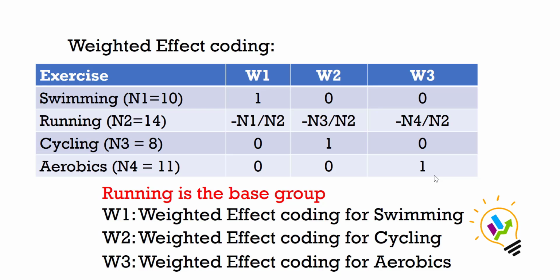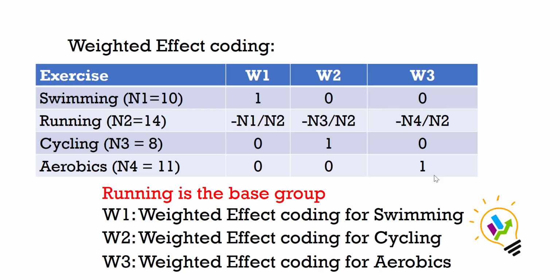For each coding we must take the particular variables. W1 is the weighted effect coding for swimming. W2 is the weighted effect code for cycling. W3 is the weighted effect code for aerobics. So when you say swimming, W1 is for swimming. How many respondents do we have in swimming? 10. So we must select 10 divided by 14 for W1. For W2 we must select cycling. Cycling is 8, 8 divided by again 14. And W3 is for aerobics. Aerobics 11, so 11 divided by 14.